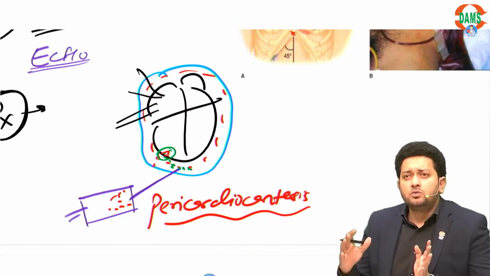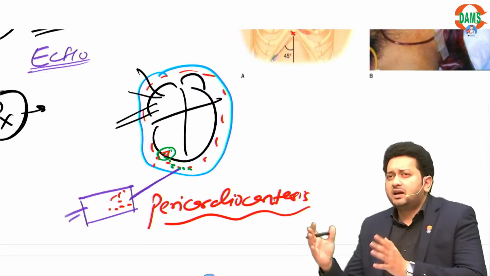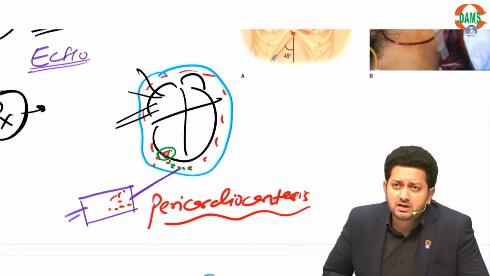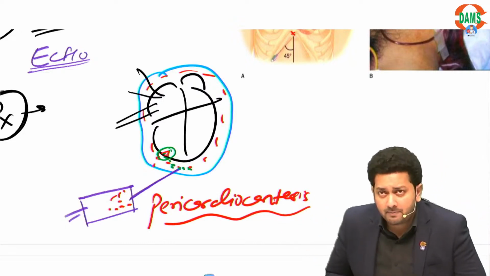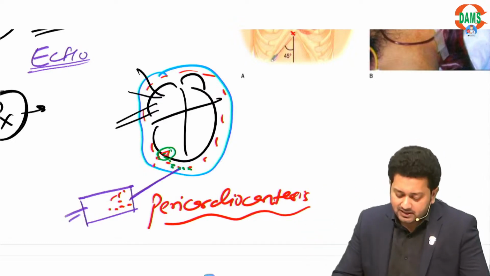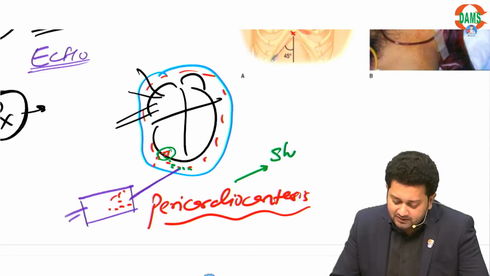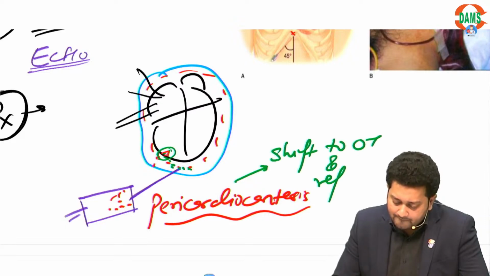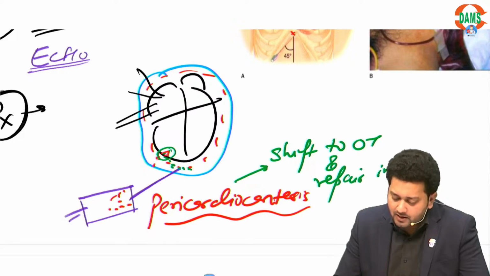If you try to do everything in the OT itself, there are very high chances that the moment patient reaches OT, the patient would be dead. So that's why the immediate life-saving procedure is pericardiocentesis. After this, shift to OT and repair the injury in heart.